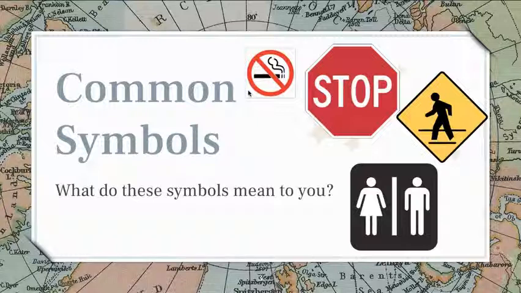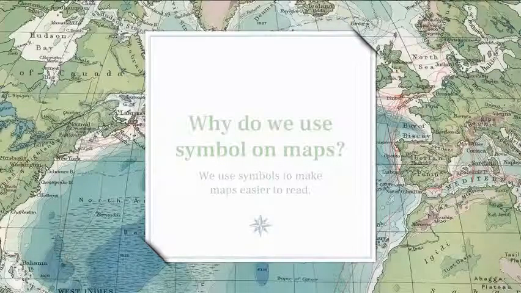Symbols are everywhere, and symbols are a way to express information without having an exact picture or a big long description. So why do we use symbols on maps? We use them to make them easier for us to read.